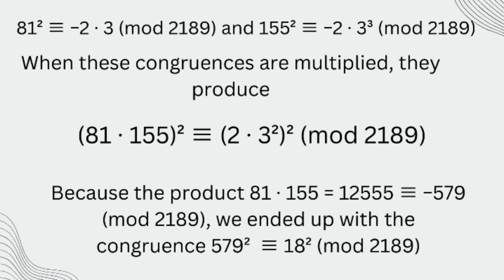Kasi kapag divide natin ang 81 times 155 squared sa 2,189, we will get the remainder of 324, which is the same kapag divide din natin ang 18 squared sa 2,189, which is makukuha din natin ang remainder na 324. Kaya nasabi natin na 579 squared is congruent to 18 squared modulo 2,189.